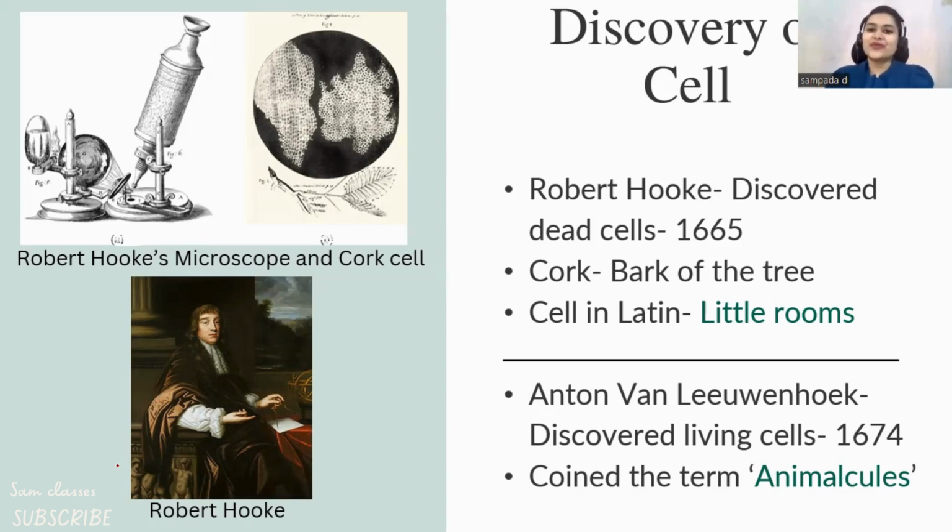Okay. So Robert Hooke discovered dead cells in 1665. Okay, 1665, what he did was he used this microscope. So, this was the microscope used by Robert Hooke. So, he took the cork cells. I think you all know cork cells, we obtain it from the bark of the tree. So, he observed these cork cells under microscope. They were looking like little rooms.